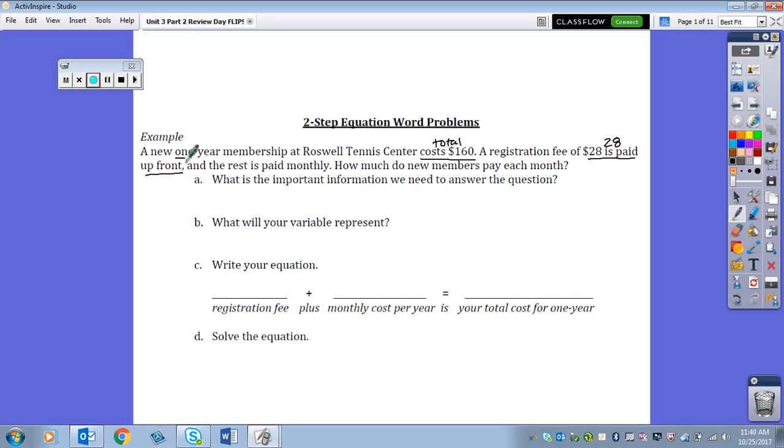When we're talking about month to month, we know that there's going to be 12 months out of the year. So we need to look at the three questions to help us define the information. So what is the important information we need to answer in this question? We need to know the money paid each month. Our variable, x, is going to represent that amount of money, what we're trying to answer. So the amount of money paid for 1 month is going to be x. So we need to know that our total is going to be 160. Okay, we're filling in our blanks here.